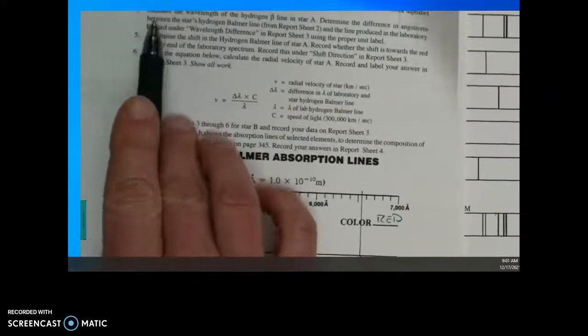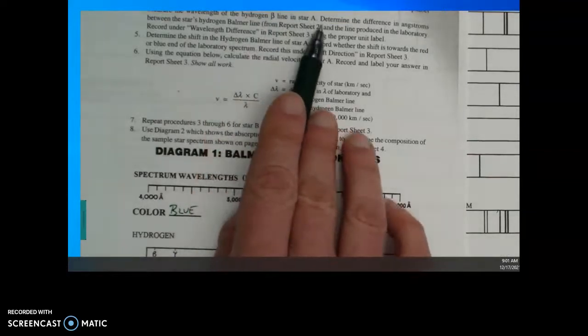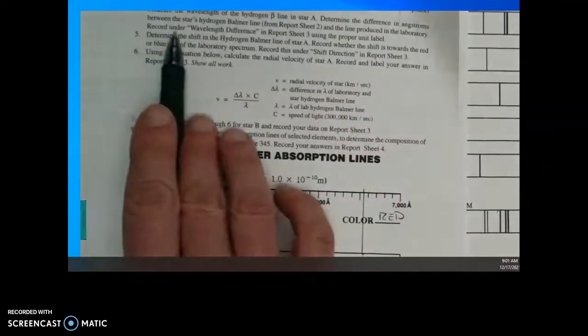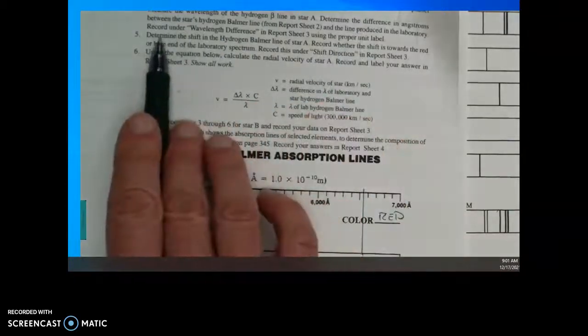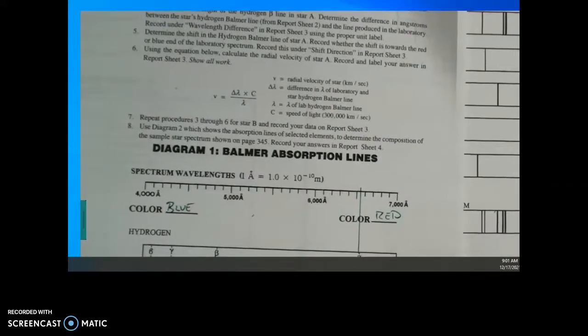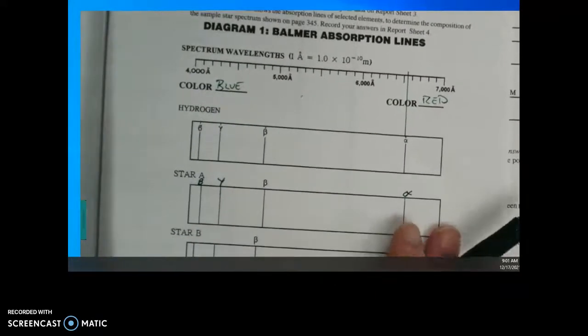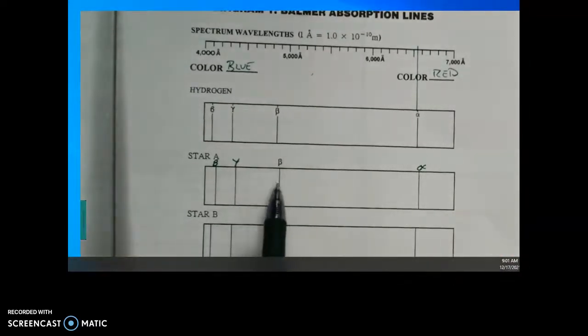This is 4. Measure the wavelength of the hydrogen B line in star A. Determine the difference in angstroms between the star's hydrogen Balmer line from report sheet 2 and the line produced in the laboratory. Record under wavelength difference in report sheet 3. Okay, so when we look at stars, we've said before that we see these same gases, but they're shifted. So they're really focusing on this one here.